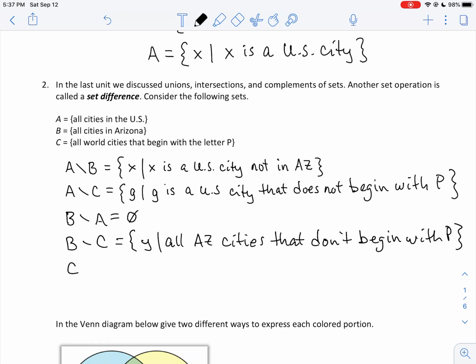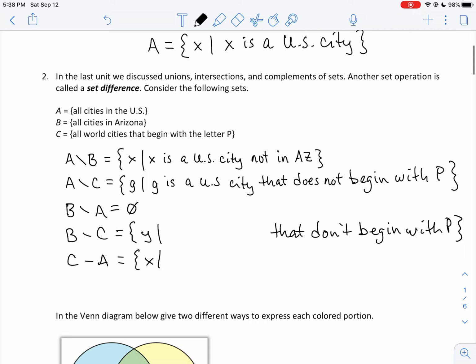Let's do the other subtractions. C minus A. Start with all world cities that begin with P and remove all US cities. So this would be the set of all X such that, oh, I forgot. I did a bad notation here. I went kind of lazy combined with set builder. I should have had a Y right here right away. Y is a AZ city that doesn't begin with P. That's better.